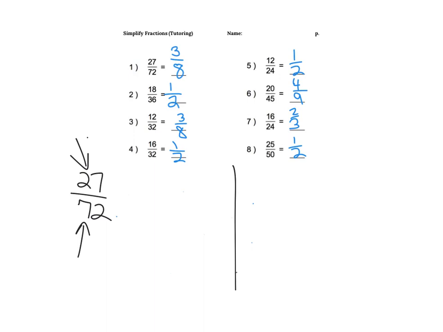The biggest number I can think of is 9, so I'm going to divide the numerator and the denominator by 9 because 9 can divide both of them evenly. 27 divided by 9 is equal to 3. 72 divided by 9 is equal to 8, and that's how you do the GCF method.